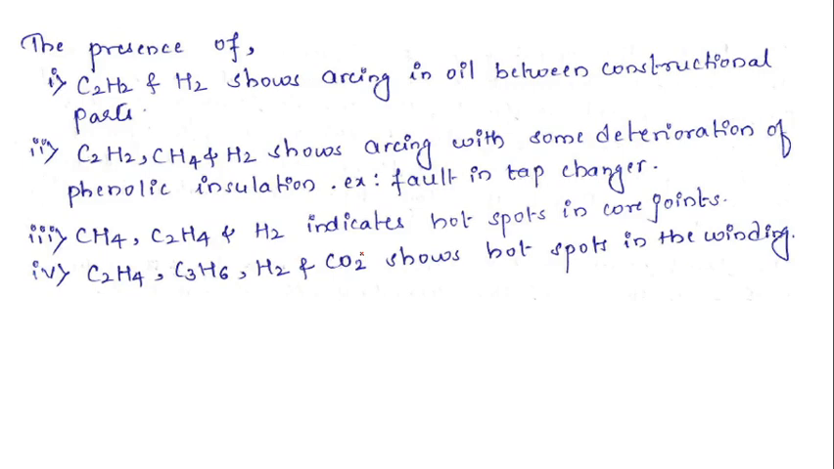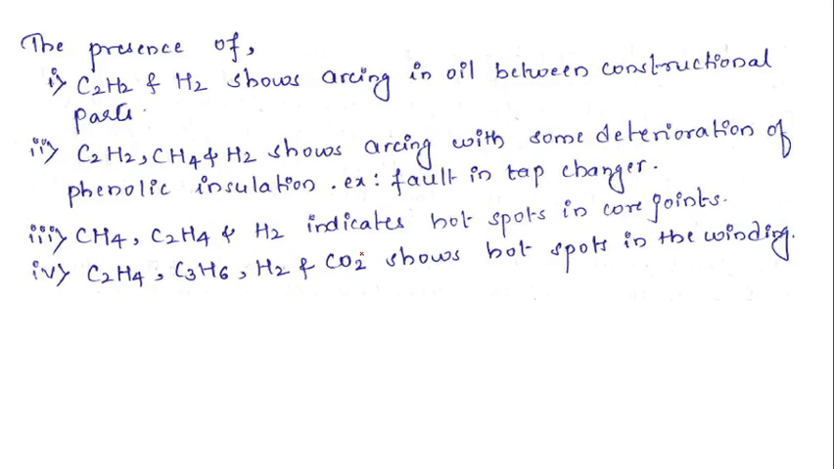The presence of C2H2, CH4 and H2 shows arcing with some deterioration of phenolic insulation, for example a fault in the tap changer. If the components of the gases are CH4, C2H4 and H2, it indicates hot spots in the core junction. Because of the continuous heating, hot spots are being formed, so that indicates hot spots in the core joints.